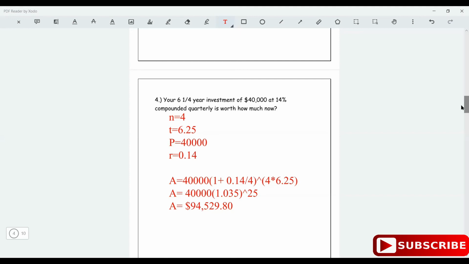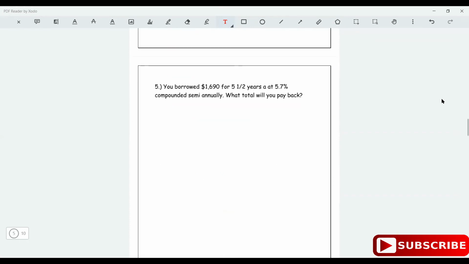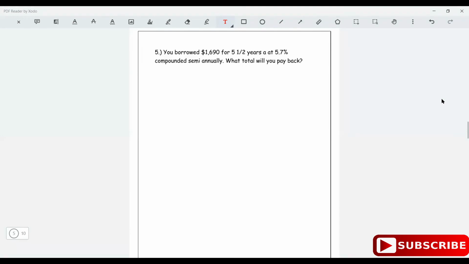All right, let's go along. All right, this question says, you borrowed $1,690 for 5.5 years, compounded semi-annually. How much will you pay back? Now, the principal right here is $1,690. The time is 5.5. The rate, convert the rate to decimal, is 0.057. And then it's compounded semi-annually, so n is equal to 2.